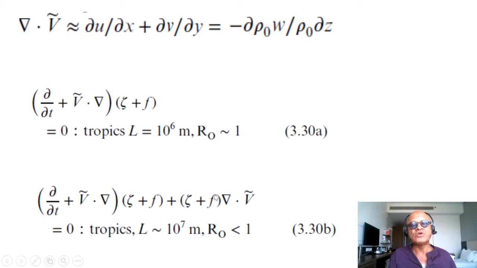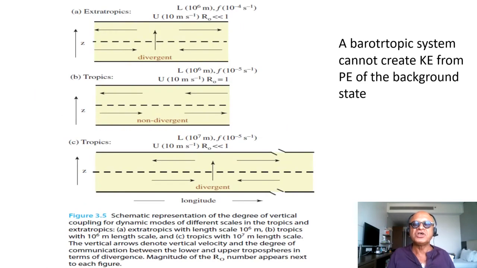So this assumption of the scale led to some issues in explaining how vertical motions can be created in the tropics. So this is just looking at that quickly.